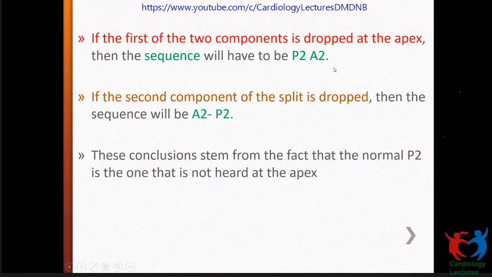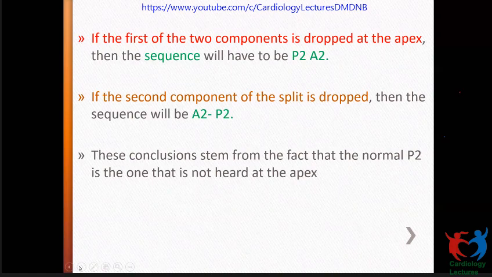If the first component is dropped, then it will actually be P2. That means it's a P2A2 sequence. If the second component is dropped, it is an A2P2 sequence. I don't know how practical it is, but this is a very good way to tell your examiner that you know your stuff. Okay, and please do this.